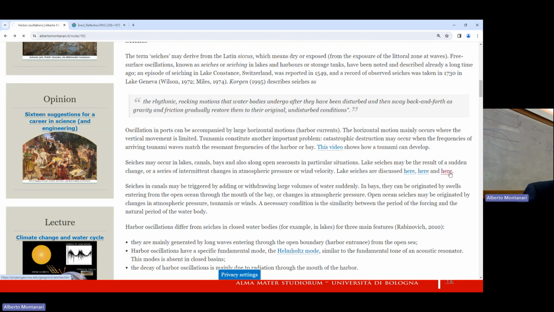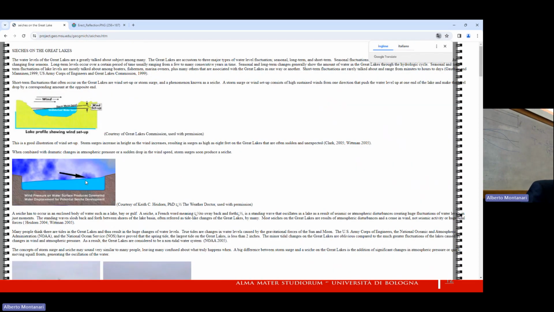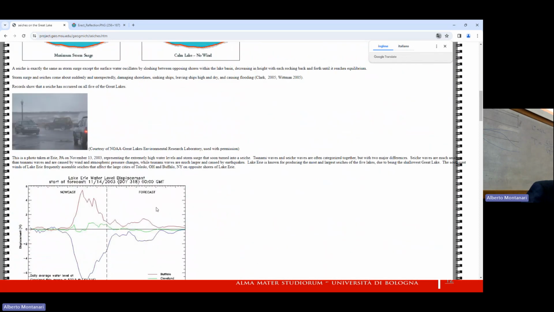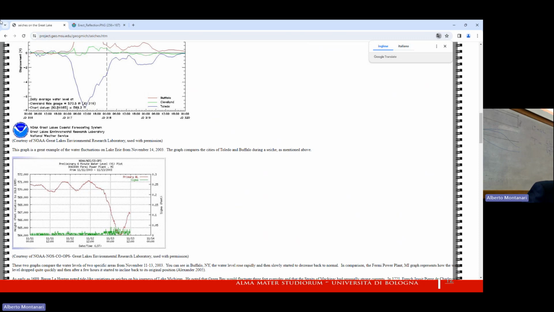Okay, and let me just see here. One second. Okay, and this is another discussion of what may happen in closed basins, actually.